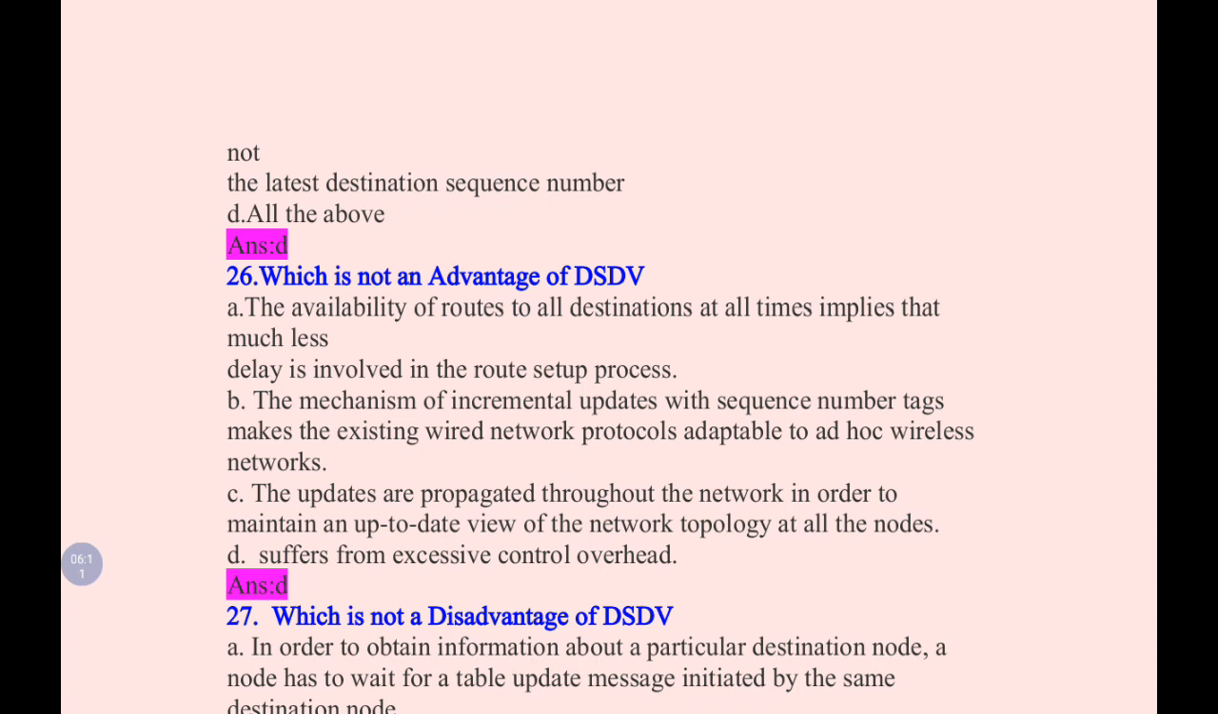Then the third is, the updates are propagated throughout the network in order to maintain an up-to-date view of the network topology at all the nodes. And fourth one is, suffers from excessive control overhead. So this is the drawback of the DSDV. So among the 4 choices, the fourth one, suffering from excessive control overhead, that is a drawback of DSDV. So we have to pick that as our answer. That is, the question is not the advantage, so the disadvantage you have to find. Rest of the 3 choices, A, B, C, they are all the advantages of DSDV. Okay.